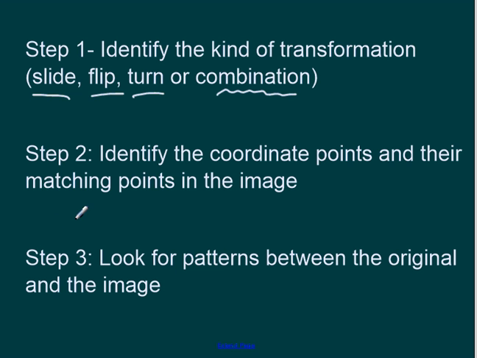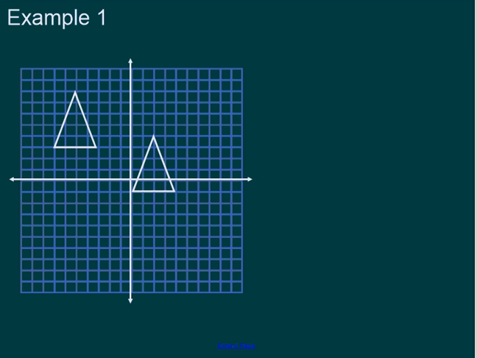Step 2 is to identify the coordinate points and their matching points in the image. This is going to help you look for patterns, which is step 3, looking for patterns between the original and the image. So let's jump right in and look at an example, because until I show you some examples, these steps are going to be a little confusing.